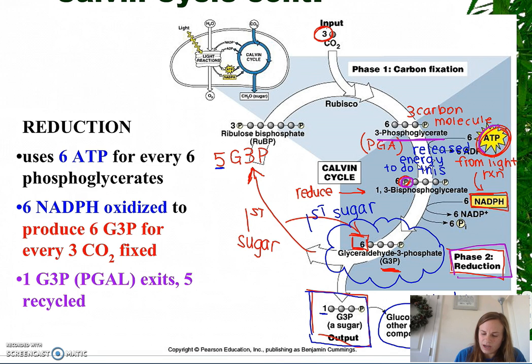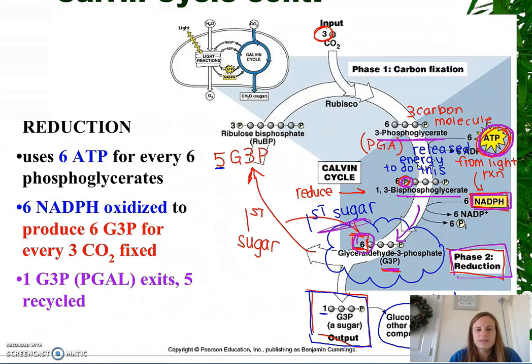Where did that phosphate come from? It came from the ATP that we made during the light reactions. That bisphosphoglycerate is going to get reduced because NADPH will be oxidized. So NADPH is going to lose electrons, lose hydrogens, and bisphosphoglycerate is going to gain those electrons and be converted into our first sugar. Our first sugar is called G3P, and we're going to make 6 of these G3Ps.